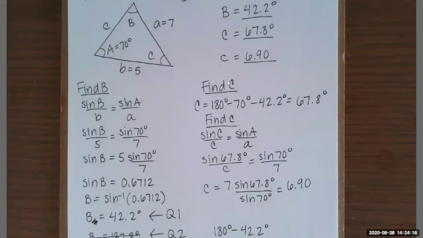And the closer the angles are to each other, the closer the sides will be. So if you look at angle A and angle C, angle A is 70, angle C is 67. So those are pretty close. Side A is 7 and side C is 6.9. So those are pretty close because the angle measurements across from them are also close.